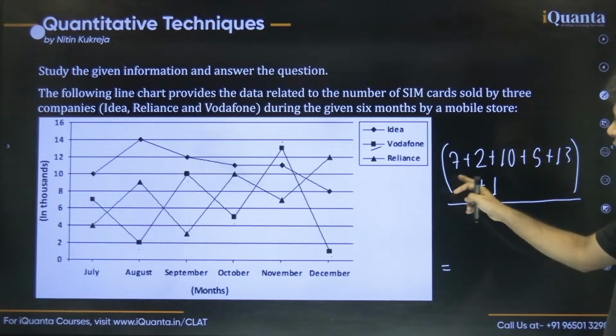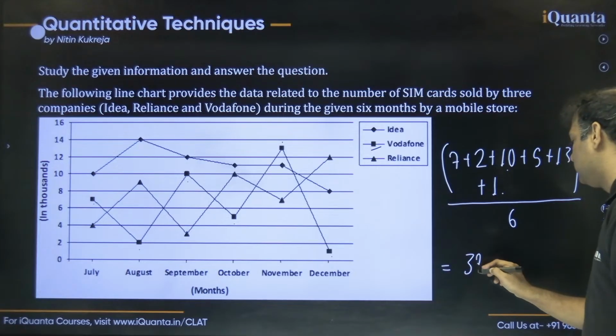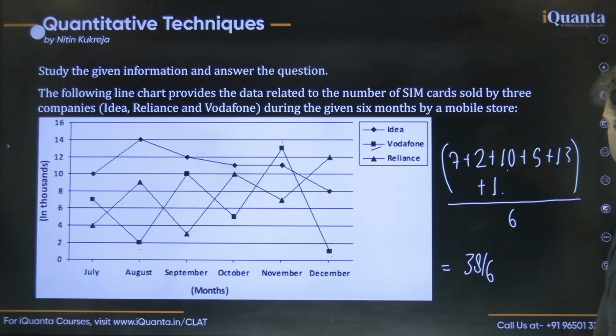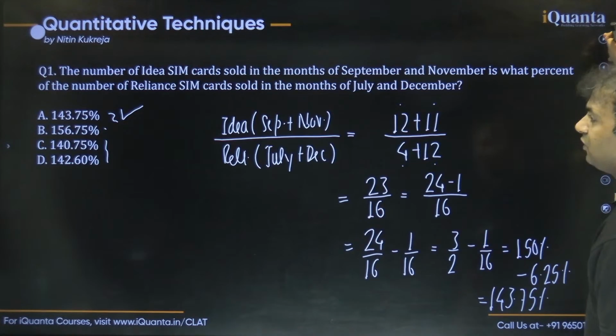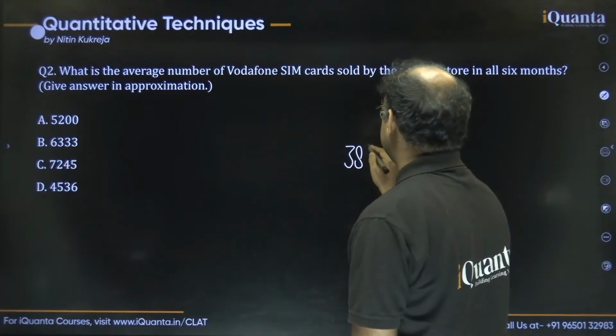Very simple. 7 plus 2 is 9. 9 plus 1 is 10. 10, 10, 20. 20 and 18 is 38. So 38 by 6, right, guys? Okay, 38 by 6 has to be 6 point something. Let's see the options. So it has to be 38 by 6.